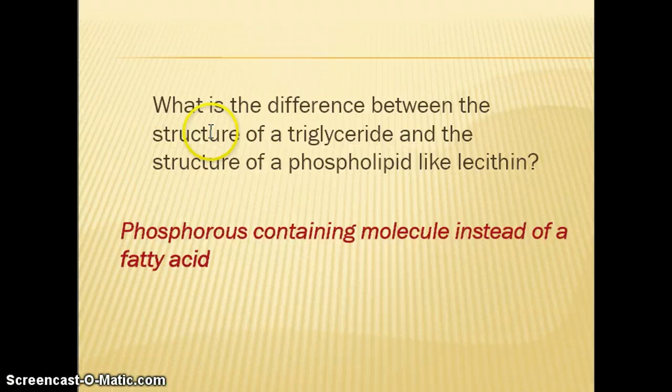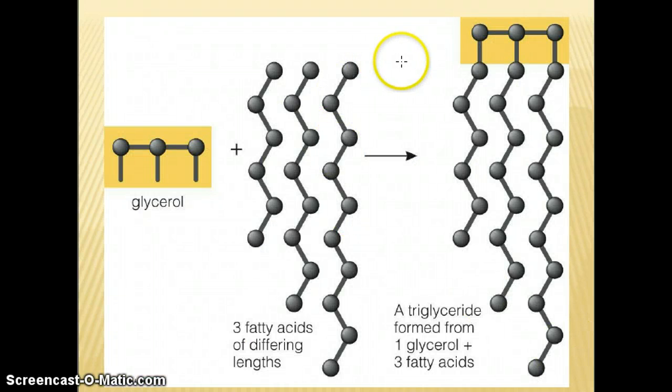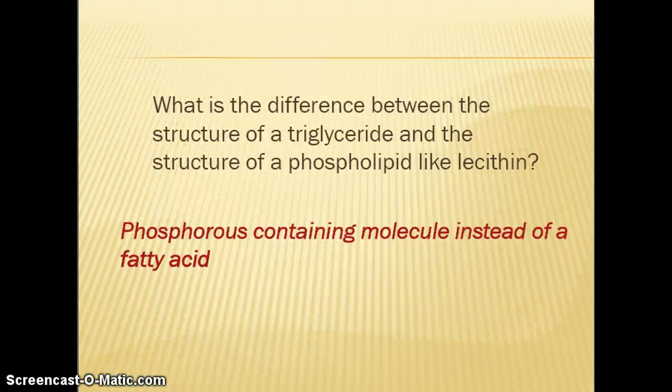Your lecture outline asks, what's the difference between the structure of a triglyceride and the structure of a phospholipid? Well, to see what they have in common, here's a simplified look at a triglyceride. They're going to have that 3-carbon glycerol backbone in common. They're also going to have fatty acids in common, but unlike the triglyceride, which has 3 fatty acids attached to that glycerol backbone, in the place of the 3rd carbon, you'll have a phosphate group instead, which gives it its unique properties.